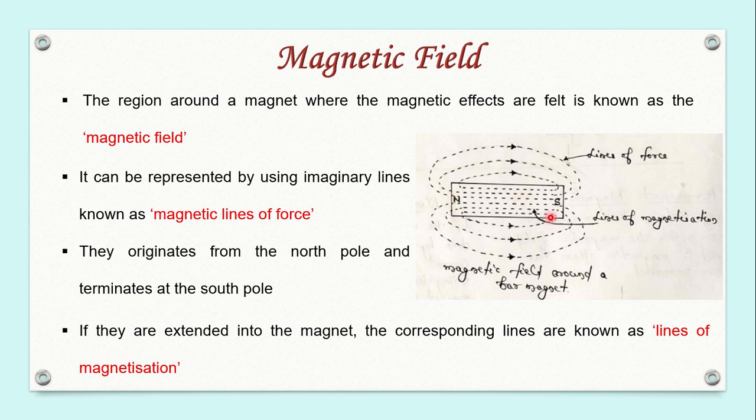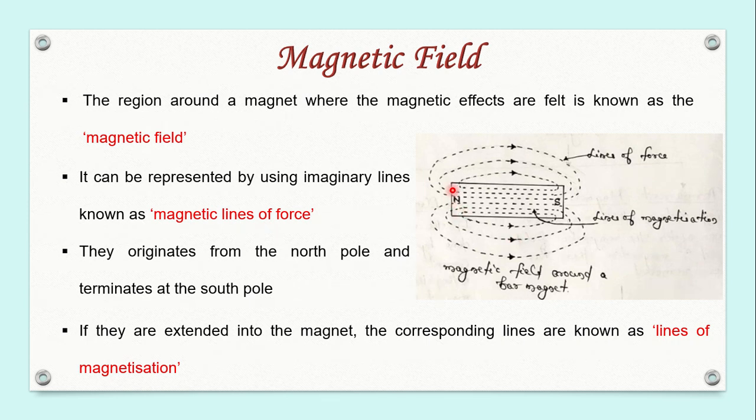So here we have a bar magnet having a north pole and a south pole. If we place this magnet here, the magnetic effects will be felt in a specific area around this magnet. That is, if we place an iron piece somewhere here, this magnet will exert an attraction on that iron piece. So that region around the magnet where the magnetic effects, the attractive or repulsive effect of this magnet, is felt is known as the magnetic field.